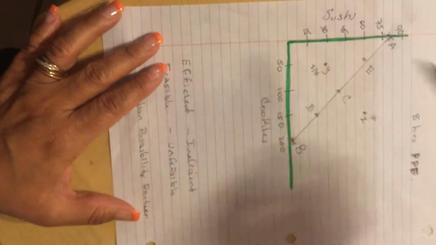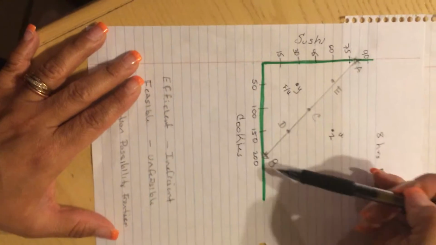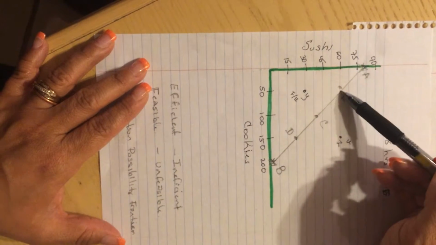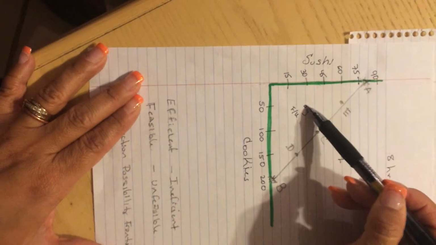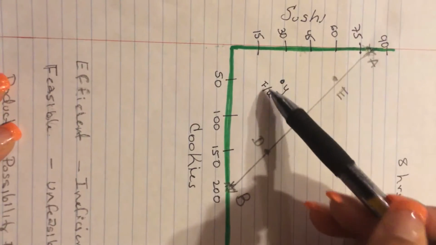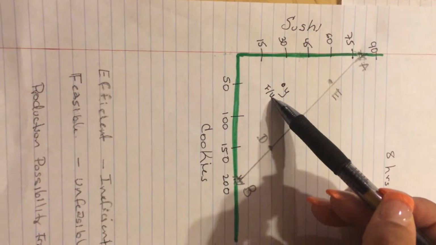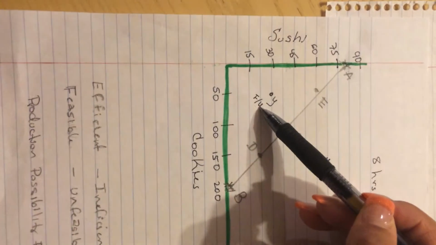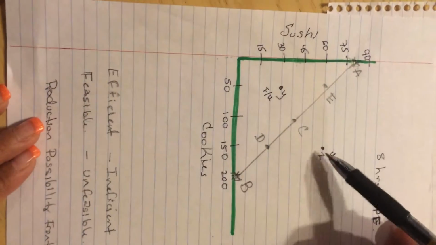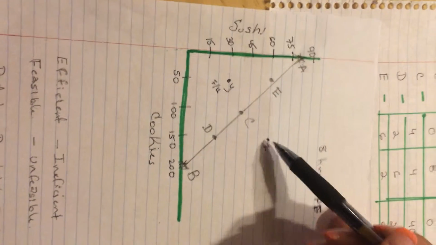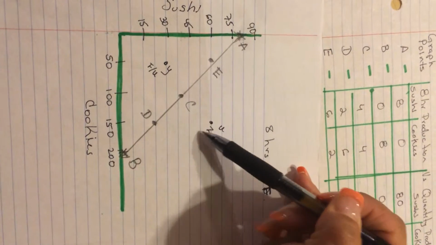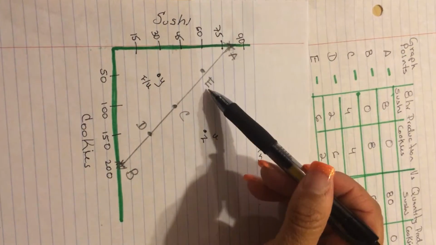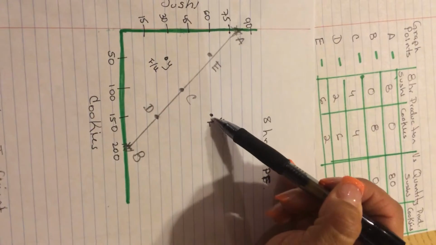Now my PPF graph shows again that points A, B, C, D, and E are feasible and efficient. Point Y is feasible but inefficient because it's not going to give me any gains or results in my production. Point Z is unreachable and inefficient because I don't have the resources, nor enough time, to be able to produce this amount.